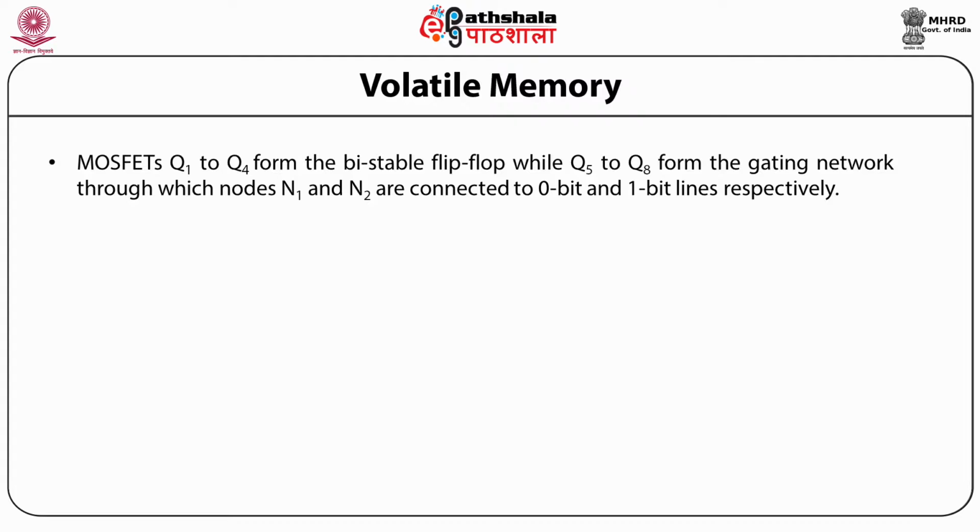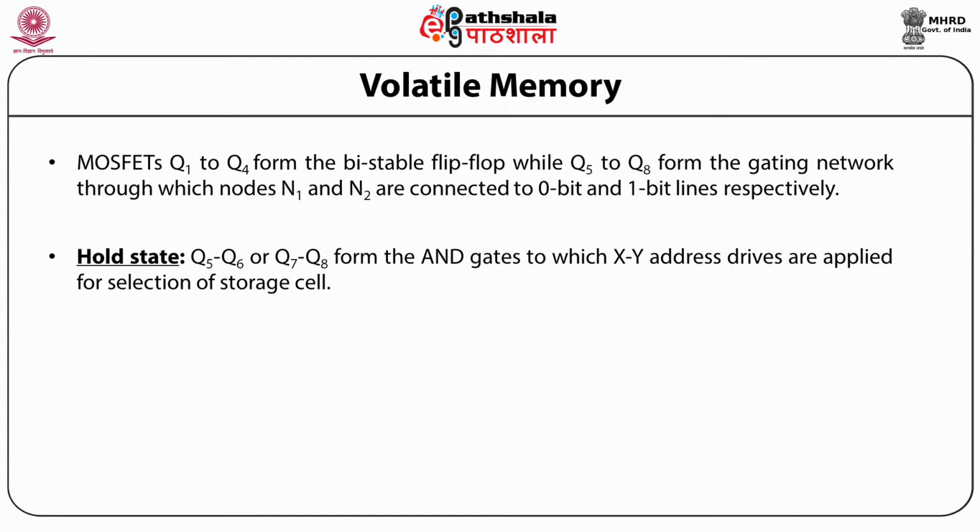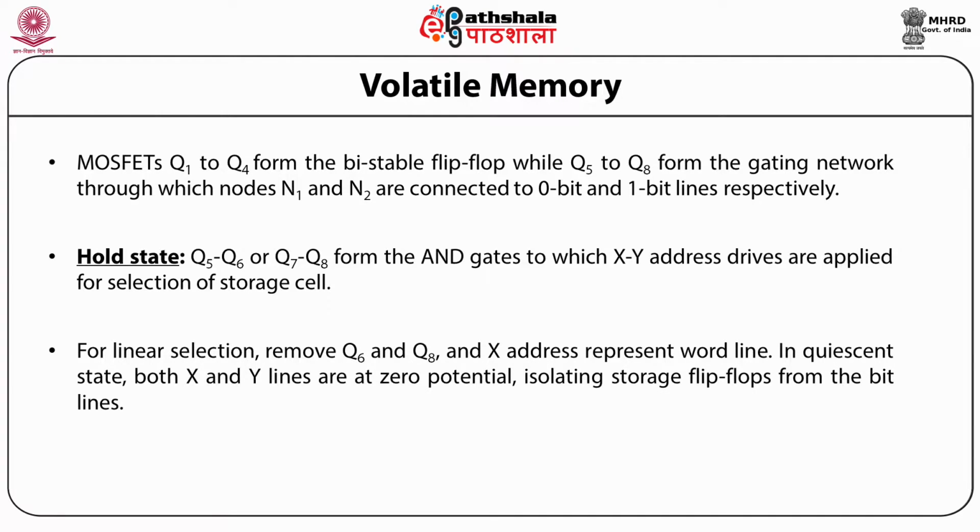So let us first discuss the hold state. Q5 to Q6 or Q7 to Q8 form the AND gates, to which XY address drives are applied for the selection of the storage cell. For linear selection, remove Q6 and Q8 and the X address represents the word line. In quiescent state, both X and Y lines are at zero potential, isolating the storage flip-flops from the bit lines. Let us consider Q2 be on and Q1 be off, implying N1 equal to VDD and N2 equal to 0.